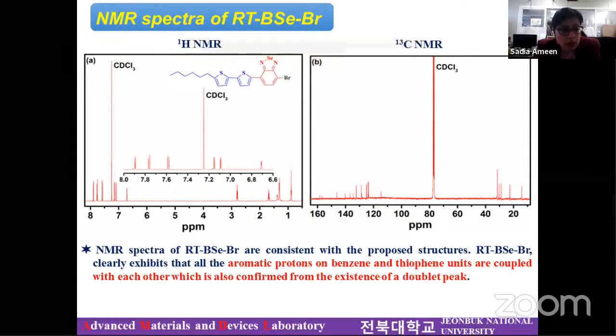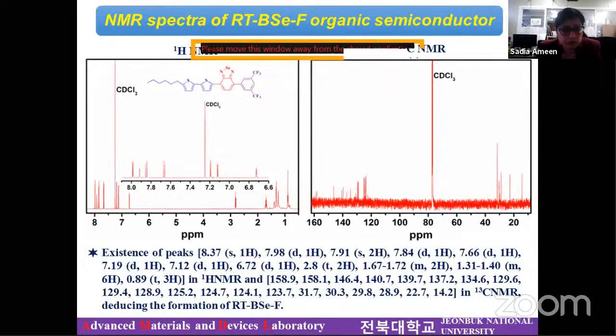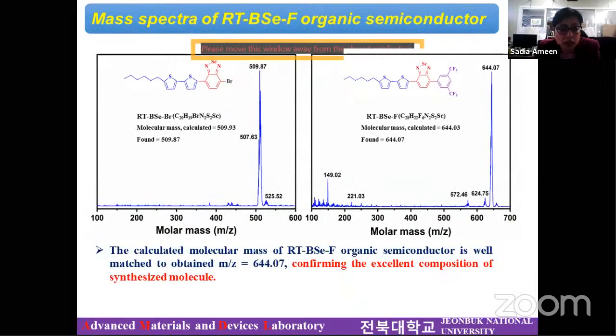So this is the NMR spectra which I am exhibiting here, the NMR spectra of our intermediate materials. It includes both the proton NMR as well as the carbon NMR, which assures that the aromatic protons on the benzene and thiophene units are coupled with each other, which is also confirmed by the existence of doublet peaks. Then this is the NMR spectra of our final organic molecule which we have synthesized, and it has also been characterized with proton NMR as well as carbon NMR.